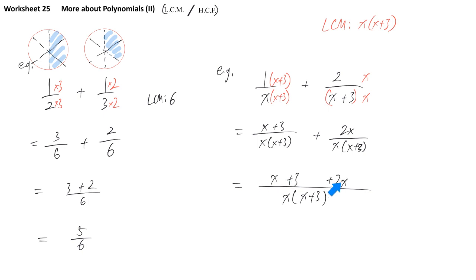Afterward, we just need to tidy up to find if there are any like terms. We find our like terms in x here, so we can combine them. This is 3x plus 3 over x times x plus 3. Then we say that we have finished the calculation of adding two fractions together.